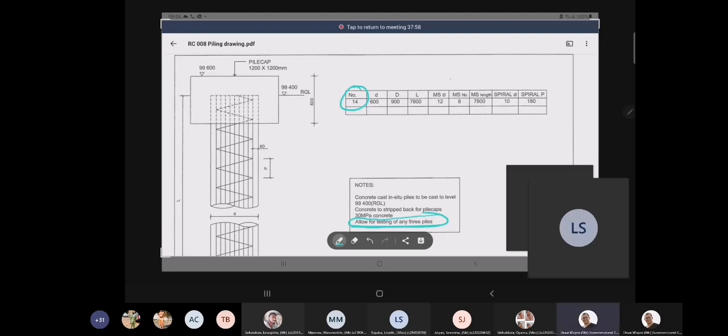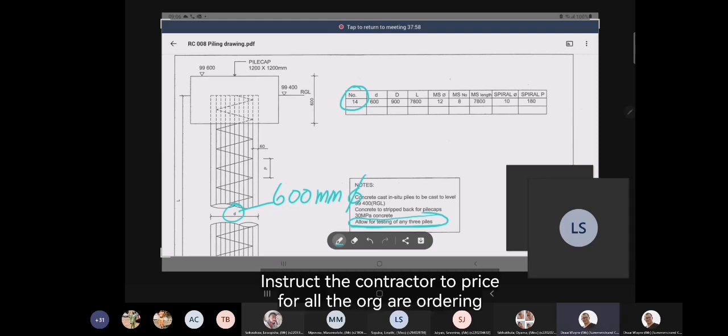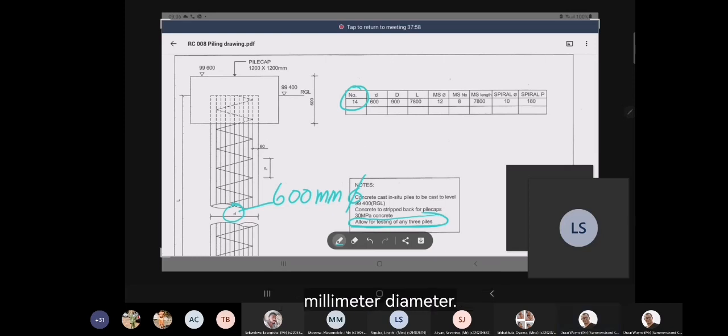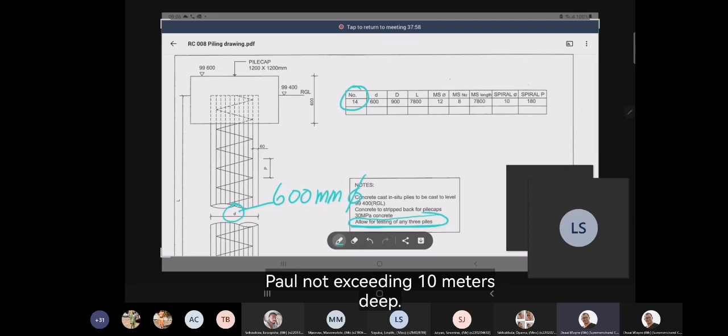Okay. We said earlier that this is 600 millimeters diameter. And I now need to allow or instruct the contractor to price for the augering into this ground. So we will say auger in earth for 600 millimeter diameter pile not exceeding 10 meters deep.